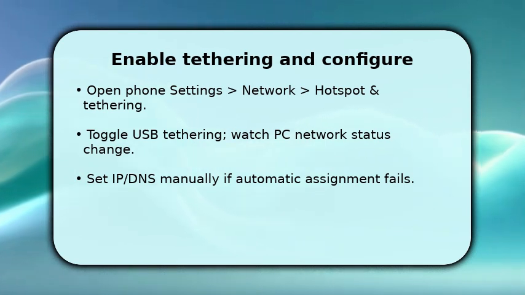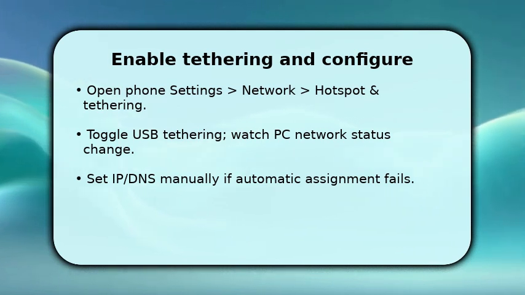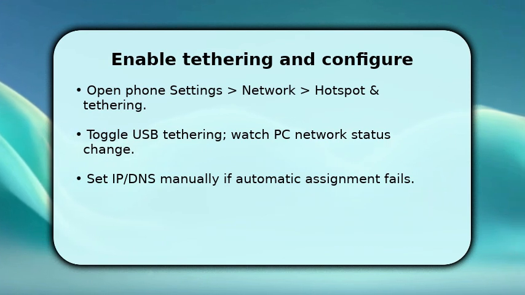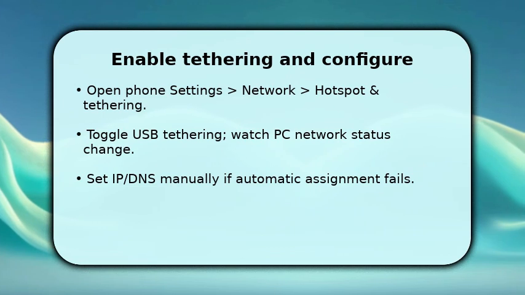Once connected, make sure the PC uses the phone's interface for internet traffic, and set manual IP/DNS only if DHCP doesn't assign values. This is important because correct addressing ensures packets flow from apps through the phone to the carrier. You finish by verifying connectivity.